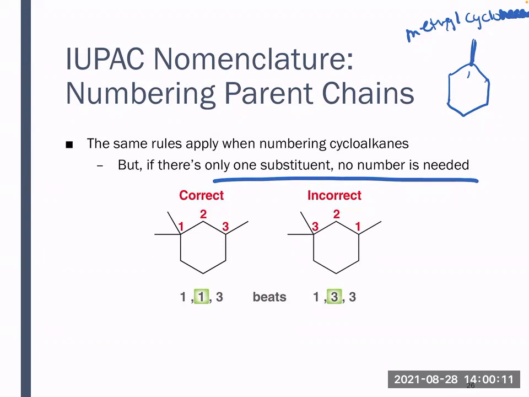So here's an example. Here, if I number this way, I have two substituents on 1 and 1 on 3, so 1, 1, 3. If I number this way, I have substituents on 1 and 2 on 3. So 1, 1, 3 will beat 1, 3, 3.